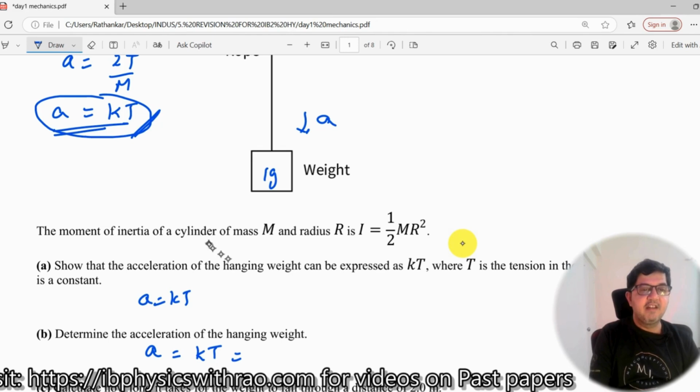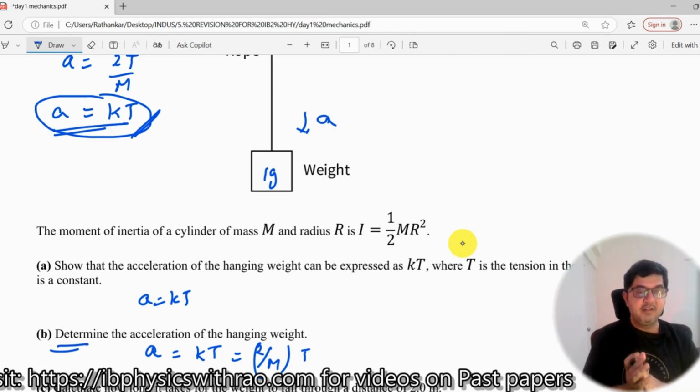What's the value of k? K value is 2 divided by m multiplied by tension. But the question says determine, which means I need a numerical value. So how do I get a numerical value? The m value is known, it is 23, but I do not know the value of t, so I need to get the value of t. How do I get that value?